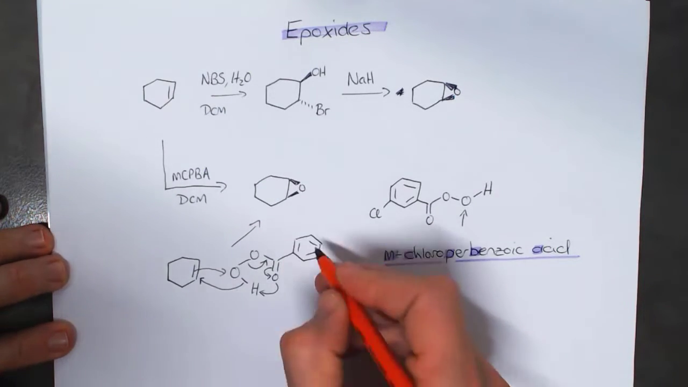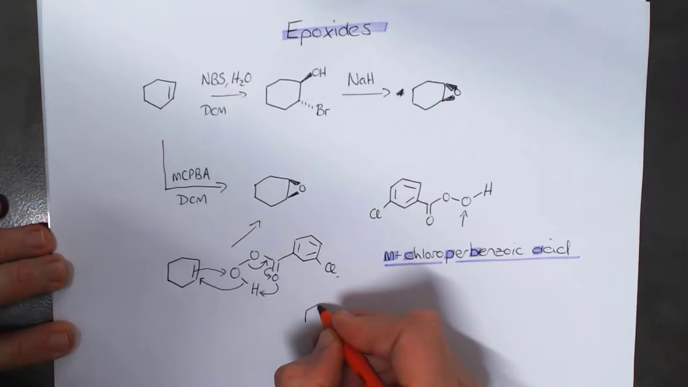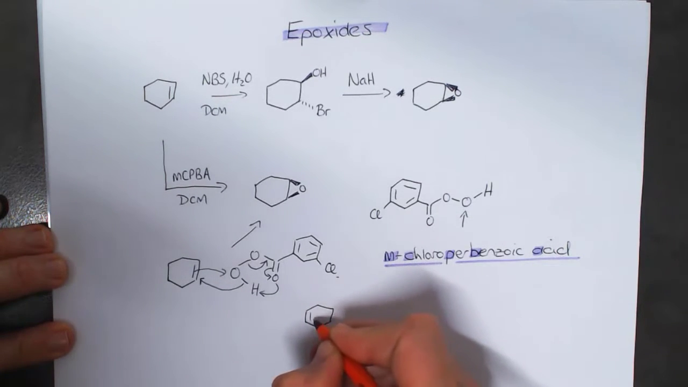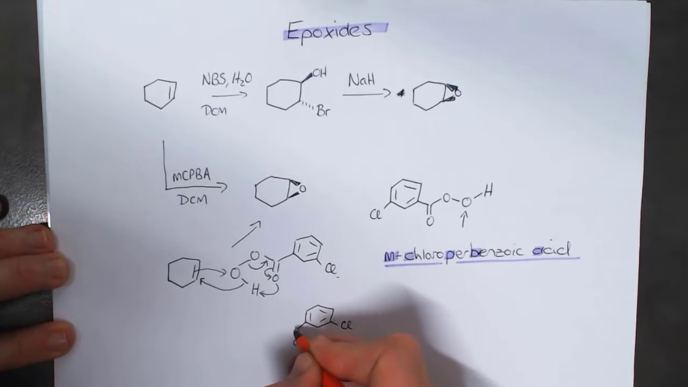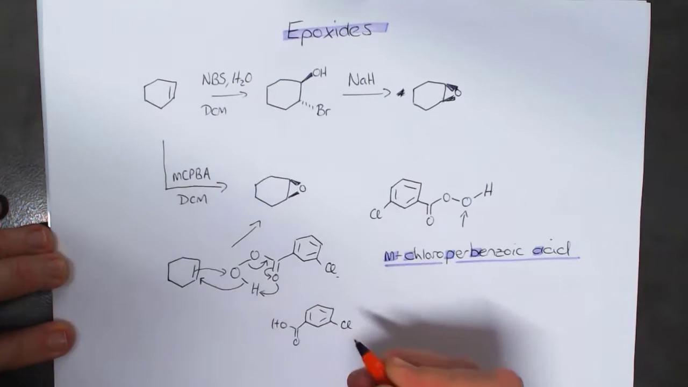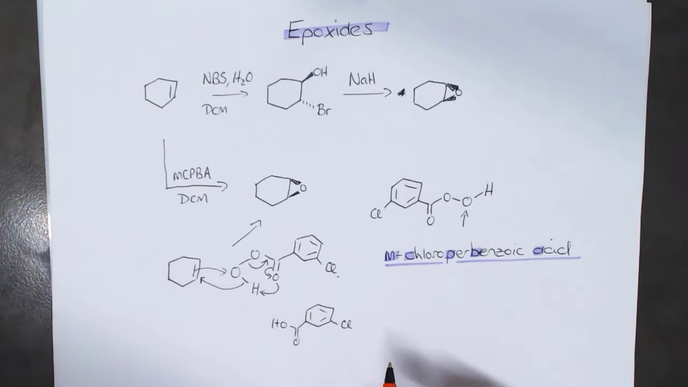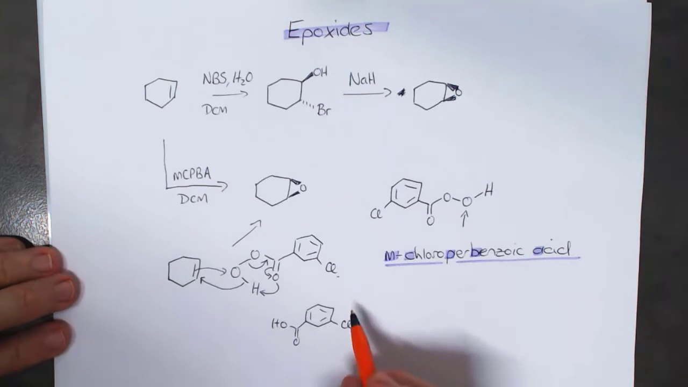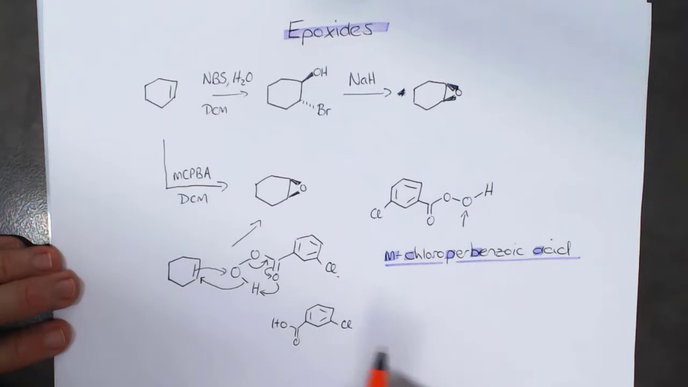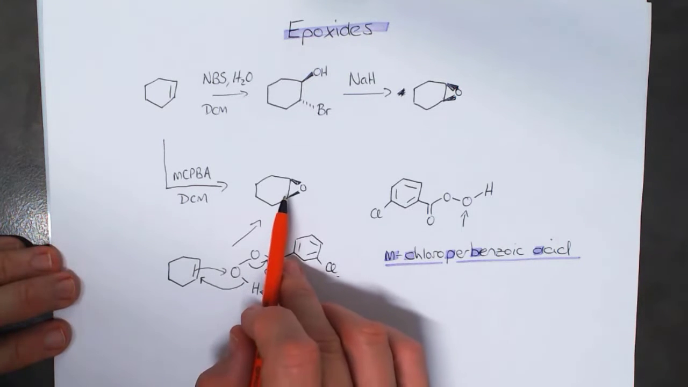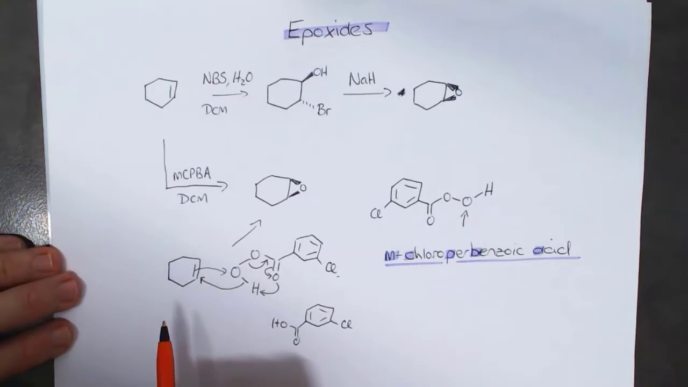And the result over here, if you draw this out, is just the chlorobenzoic acid. And being a carboxylic acid means that we can easily remove this from the reaction in an aqueous workup. With base, it'll deprotonate it and it'll wash out in the aqueous layer. So a very useful reagent for adding epoxides to alkenes.